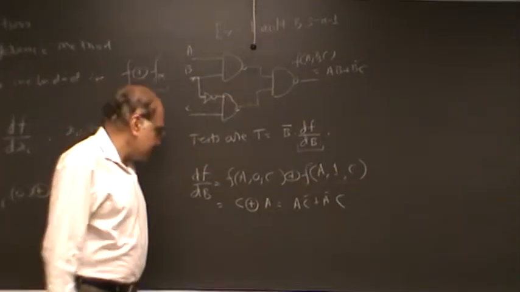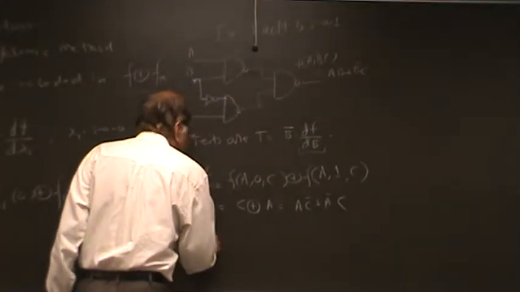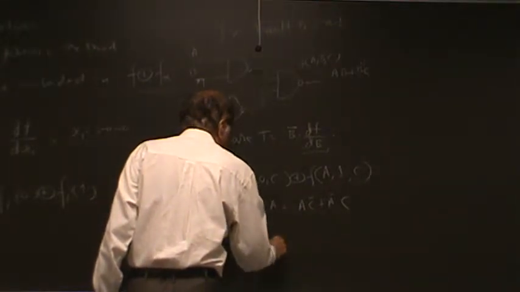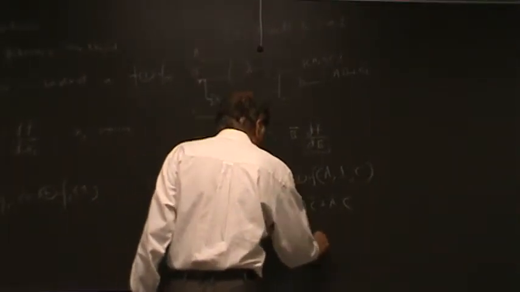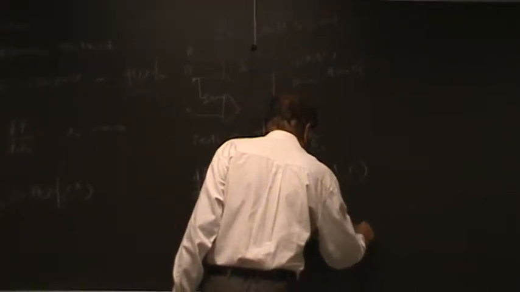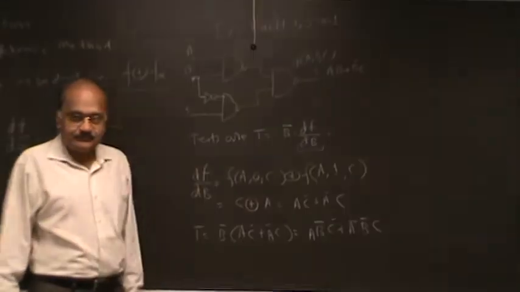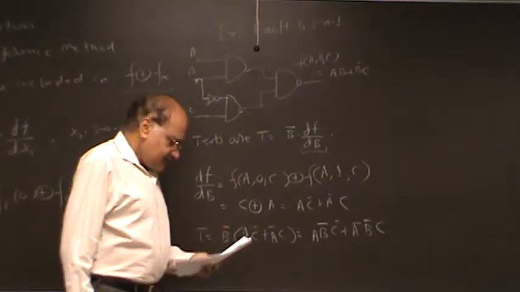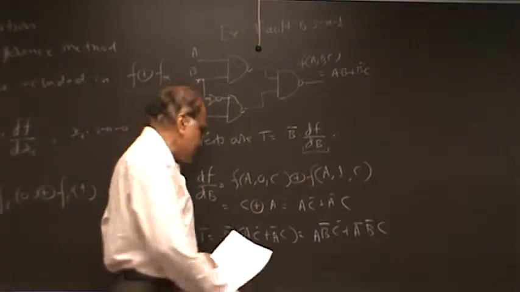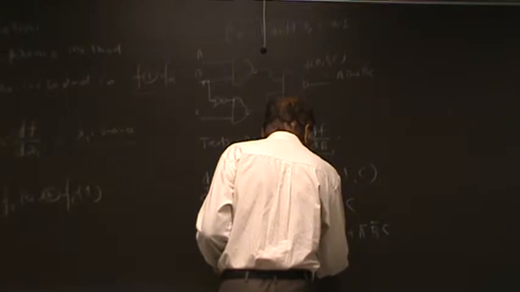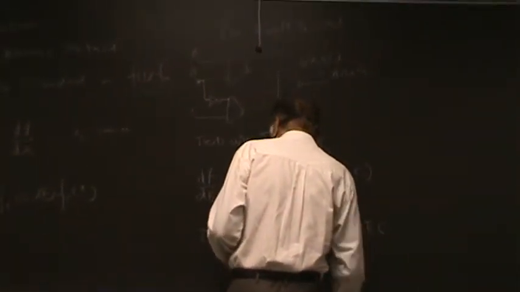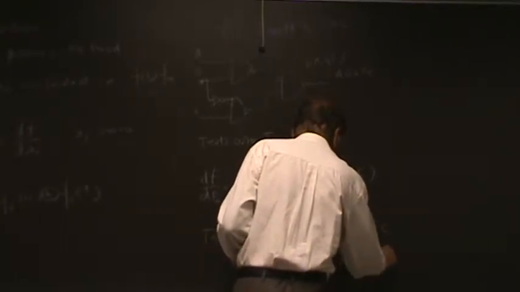But of course we are not done yet, so we want to get the test equal to B bar and this. And hence we have the 2 combinations. So the tests are, we can write this in binary form, 1 0 0 and 0 0 1.